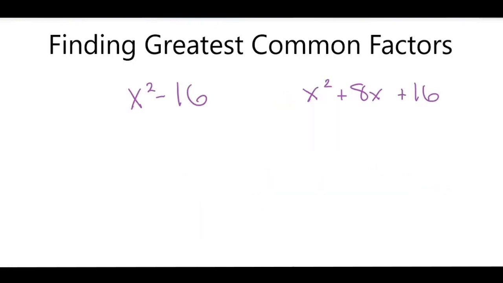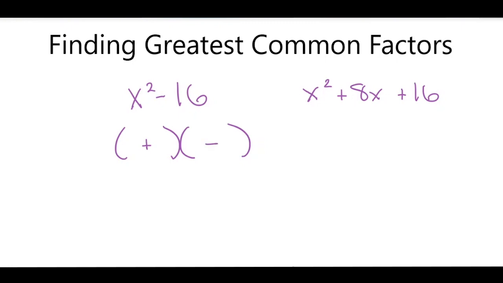So here I have x squared minus 16 and x squared plus 8x plus 16. And I need to find the greatest common factors. All right, so if I'm going to factor x squared minus 16, right away I see that that is a difference of two squares. So I'm going to make two parentheses. And a difference of two squares has a plus and a minus.